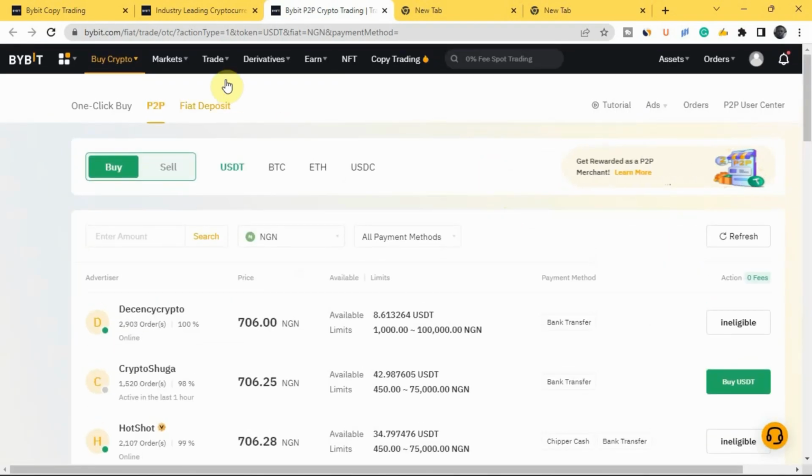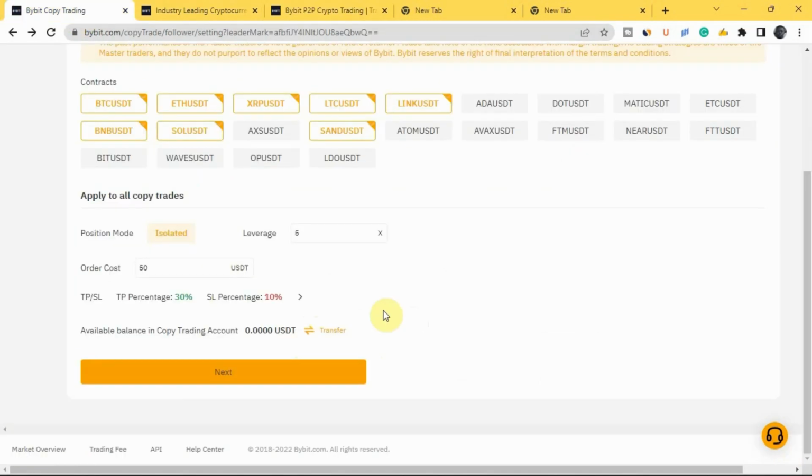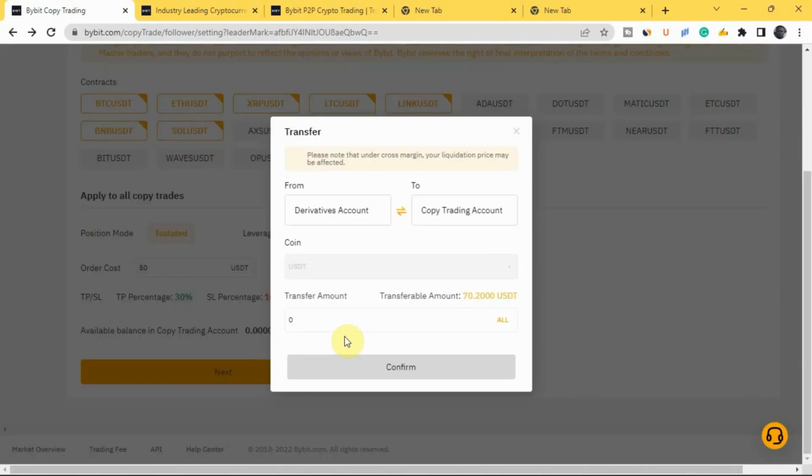Now let's go back to our copy trading platform. Now I'm going to try and transfer money from my derivatives account to my copy trading account. So you come here and tap on transfer right here. Once you tap on transfer, you see from derivatives account to copy trading account. Right here, I will enter the amount I want to transfer. I will transfer, let's say, 50, since it's 50 I want to use to trade. So I'll transfer 50 and tap on confirm.